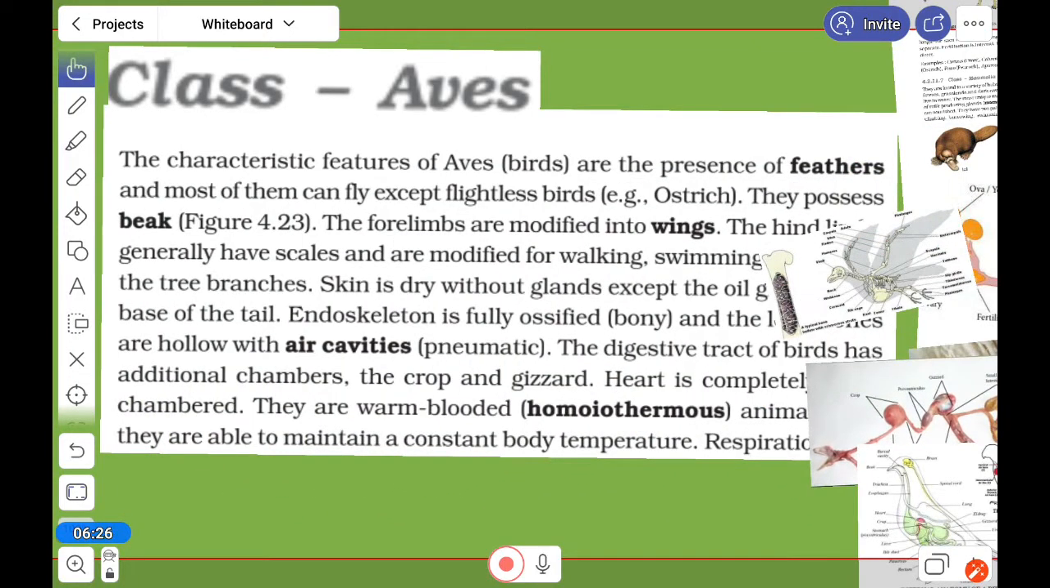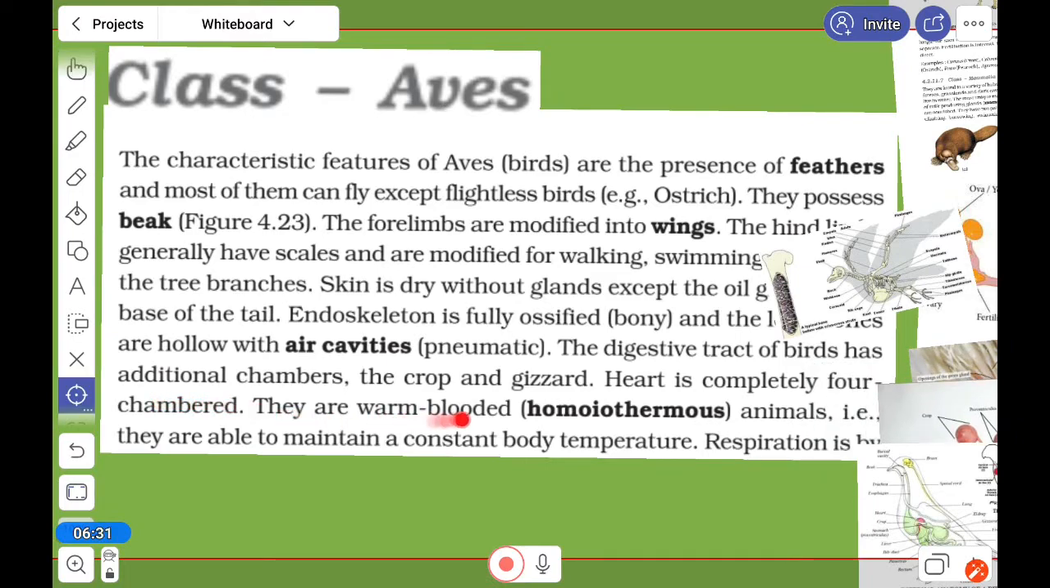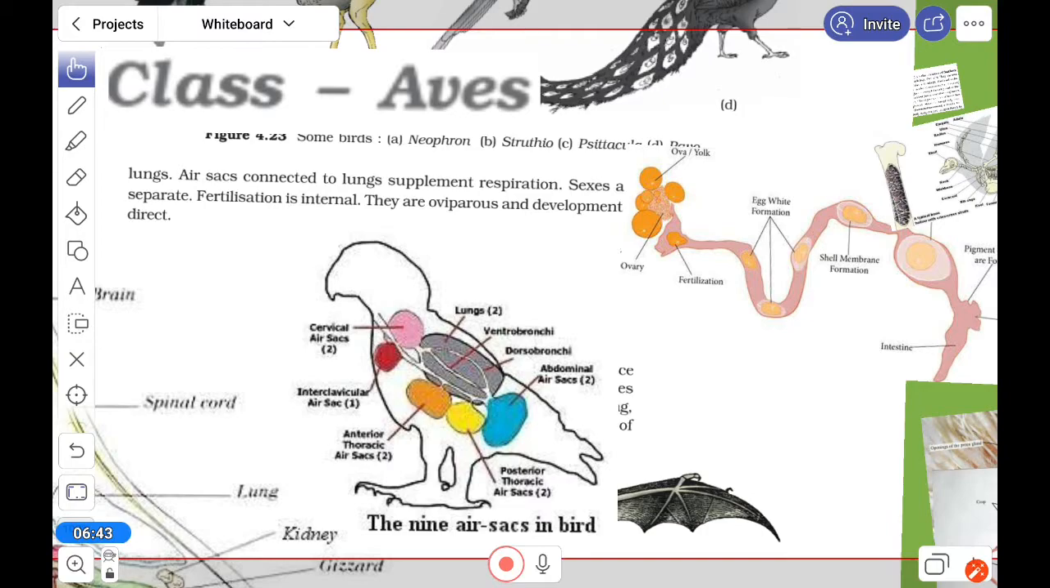Okay. Now, the heart has a complete four chambers. They are warm-blooded animals, and they maintain their body temperature. There is a special structure of air sacs. It is connected to the lungs. You can see the lungs, and here the air sacs. Cervical vertebrae, according to the different areas, are total 9. These are supporting structures for aviation.